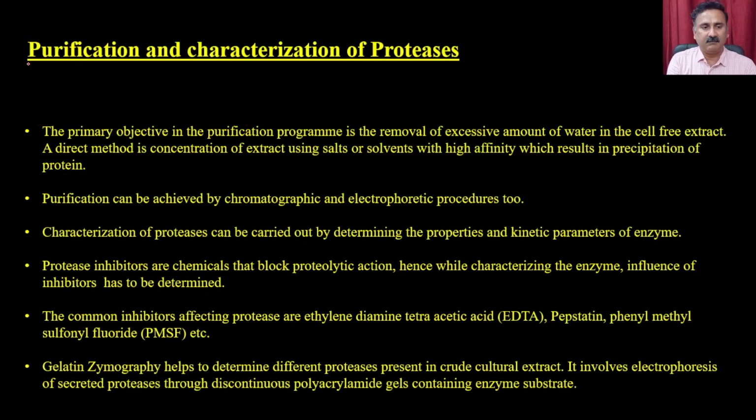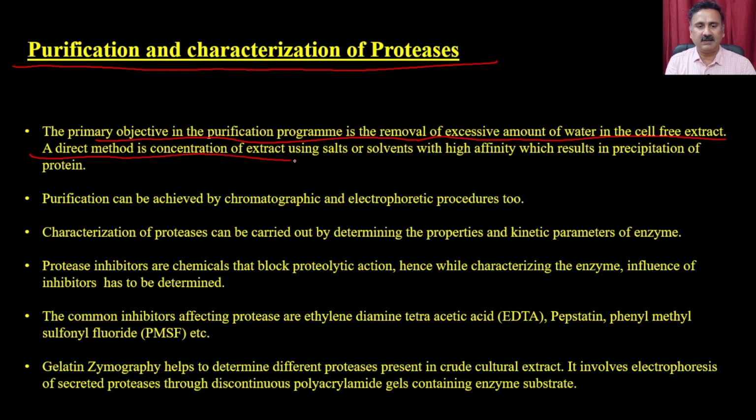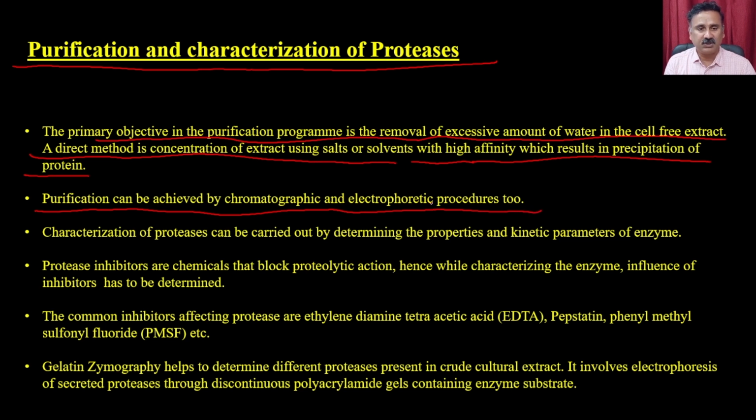Then the third step is that once you have produced this, you are going to do the purification and the characterization. The primary objective in the purification program is the removal of excess water in the cell-free extract. A direct method is the concentration of the extract using salt or a high density solvent, which results in the precipitation of the protein. Then purification can be achieved by chromatography and electrophoretic procedures. The characterization of protease can be carried out by determining the properties and the kinetic parameters of the enzyme.